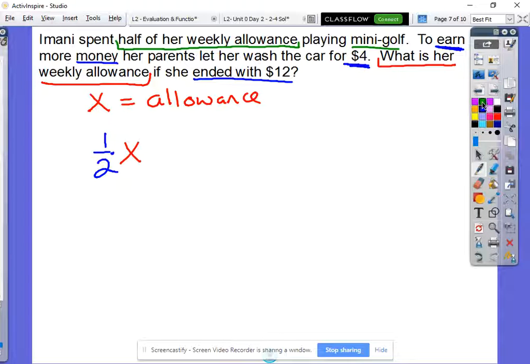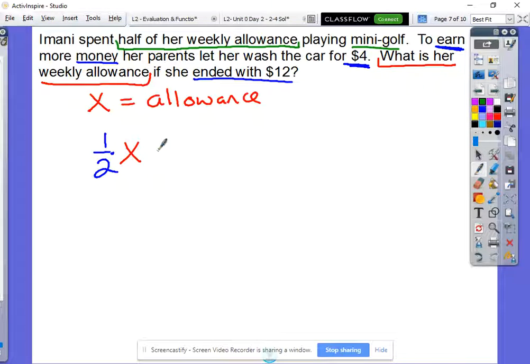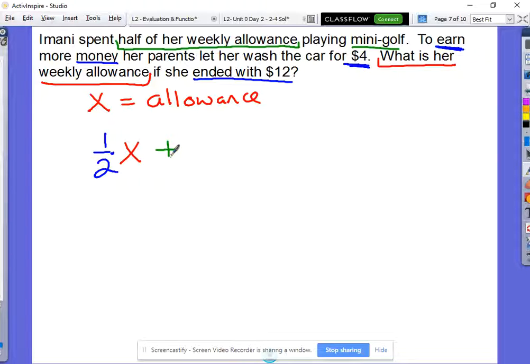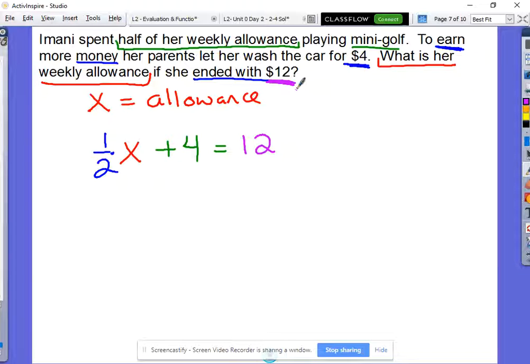But then we earned some more money. So we earned more money, and that money that's earned is you're getting some more. So that's addition. So we're earning, how much money do we earn? We earned $4 for washing the car. So plus 4 equals, this is how much money she now has left over at the end of the week. So that equals 12 because she ended the week with $12.